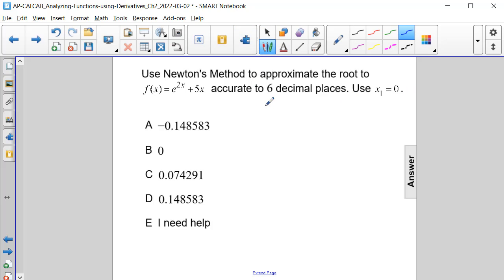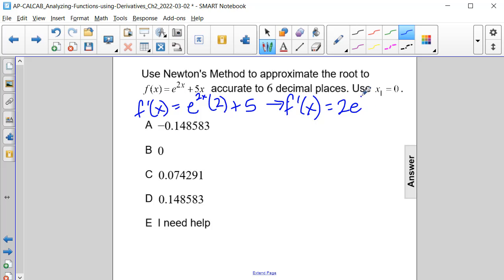All right, so first step here is to determine what f prime of x is going to be, because we're going to need to use that in our formula for Newton's method. So the derivative of e to any exponent is e to that same exponent, so 2x, but then we have to apply the chain rule and find the derivative of 2x, which is just 2. And then we're going to add to that the derivative of 5x, which is 5. We can simplify f prime of x to be written as 2 times e to the 2x plus 5.